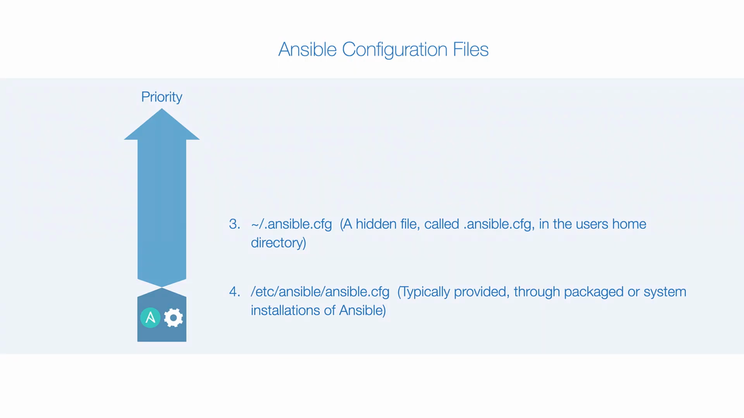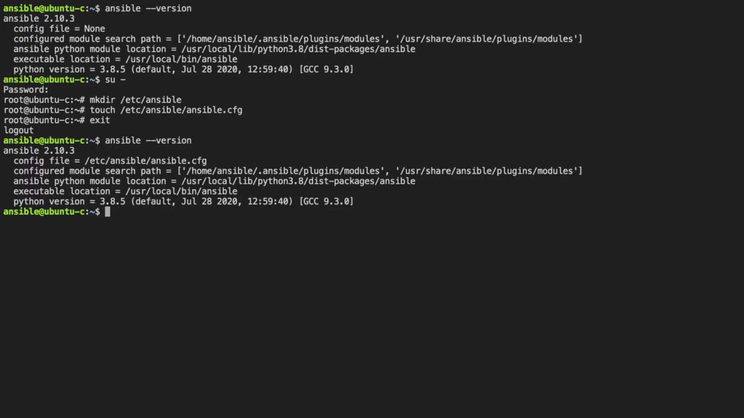The next highest priority is a hidden file called .ansible.cfg in the user's home directory. Back in the terminal, what we're going to do here is a cd tilde, which in this case doesn't actually do anything, but for reference, tilde in Unix represents the home directory. You can see on our prompt there, it has the tilde indicating we're already there. If we do a pwd, we can confirm that we're actually in our home directory.